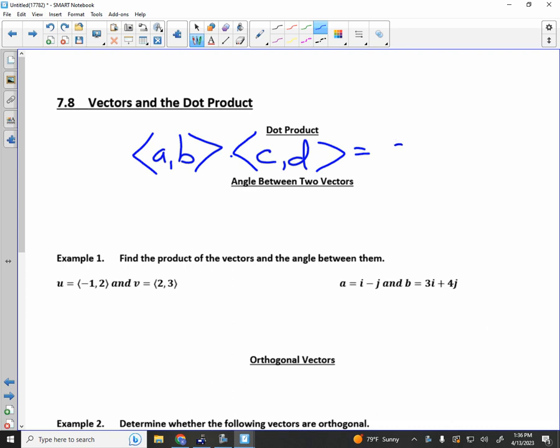Exactly. A times C plus B times D. So you are right that we take the two A values, or X values, and multiply them. We take the two Y values and multiply them, but then we add them together. You do not come up with a new vector. You come up with a numerical value.